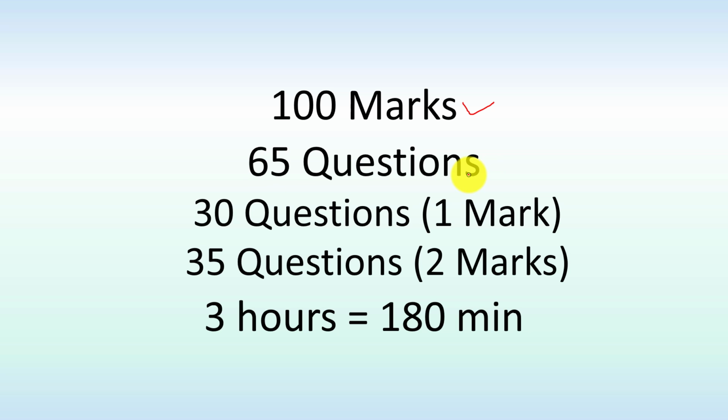The GATE question paper totally carries 100 marks. There are 65 questions, among which 30 questions carry 1 mark and 35 questions carry 2 marks. So the marks of these 30 questions will be 30, right? And the total marks of these 35 questions will be 35 into 2, means 70. So total will be 100 marks, right? And you will be given 3 hours to complete 65 questions. Means you have 180 minutes for 65 questions. So nearly you have 3 minutes per question.